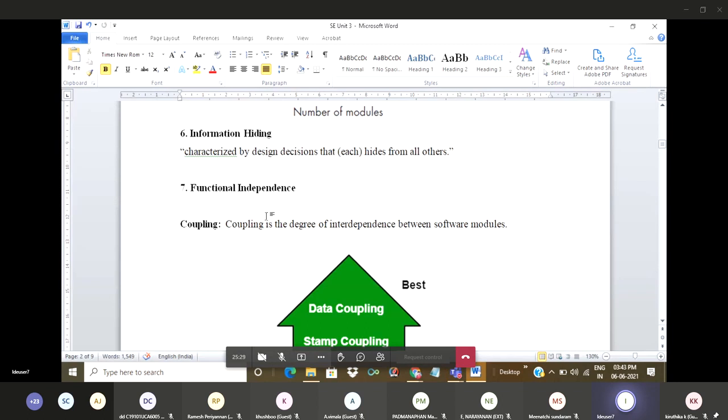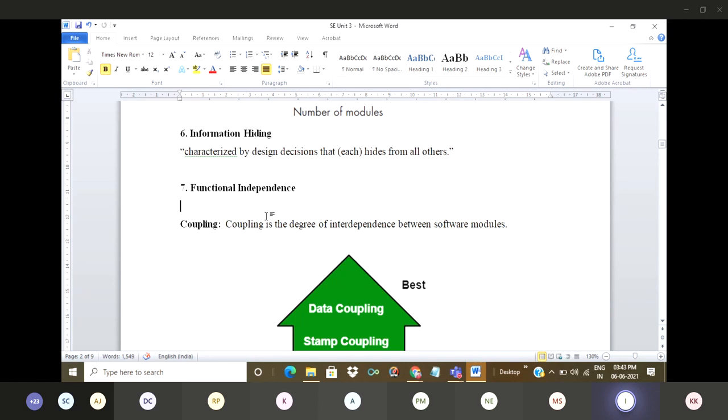Functional independency is an important question. Under functional independency, we have coupling and cohesion. What does coupling mean? Coupling is an interdependence between software modules. Clearly understand the concept of coupling. It is an interdependence between software modules.